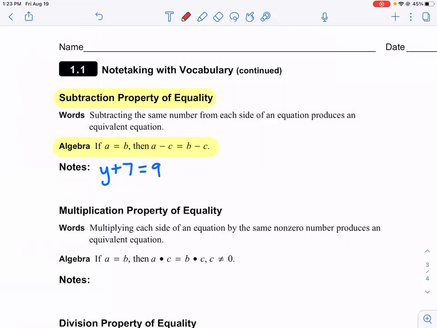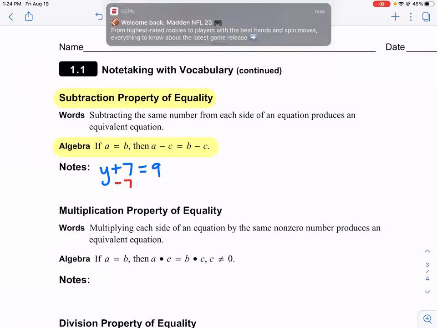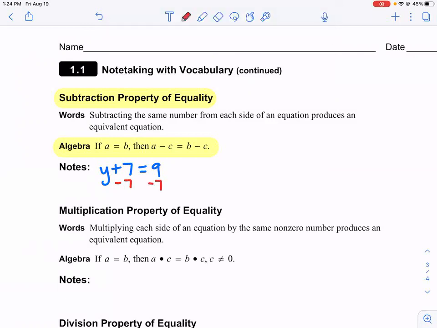since we are adding 7 to y, and I want y by itself, we can do the inverse operation. So to get rid of this plus 7, we're going to subtract 7. And whatever I do to one side, I have to do to the other side. Okay? Peyton, are you okay with that? Yeah, that makes a little more sense. Okay, so now the 7 minus 7 goes away. And now y equals, what's 9 minus 7? There's our answer.